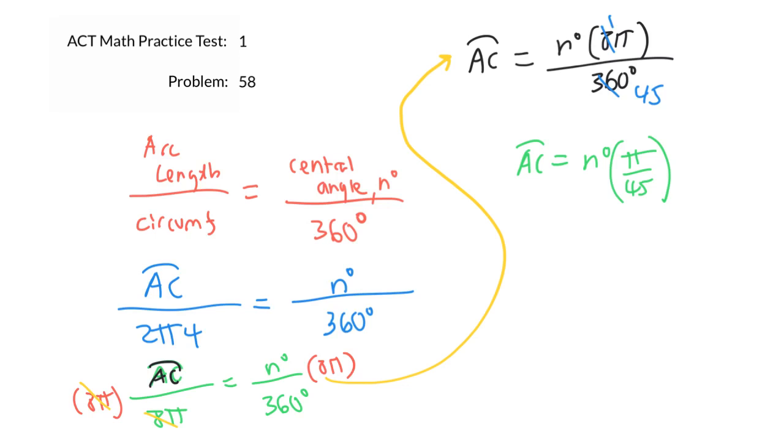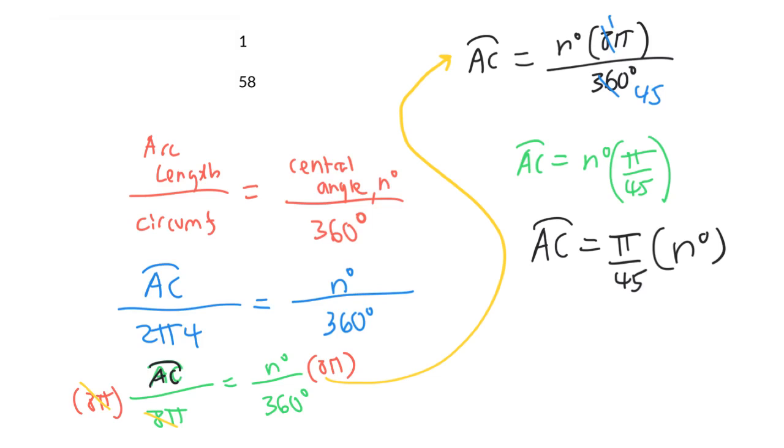And then in answer choice G, it's like pi over 45 times blah, right? Now, the blah part is weird looking and crazy, and we're going to look at that in a moment. But I feel like it's safe to say that really what we got is arc AC equals pi over 45 times n degrees, right? And the question is, what is n degrees? That's the question. In other words, what is the central angle?